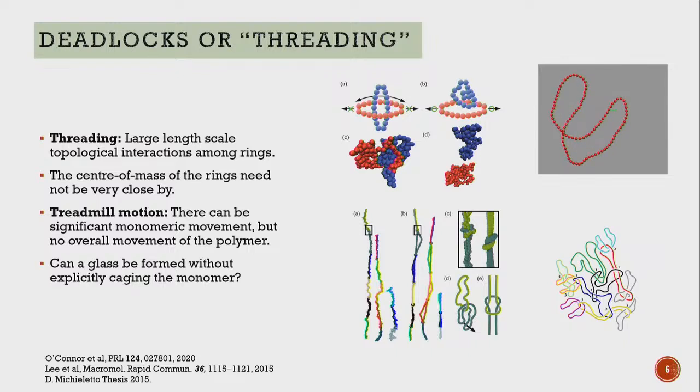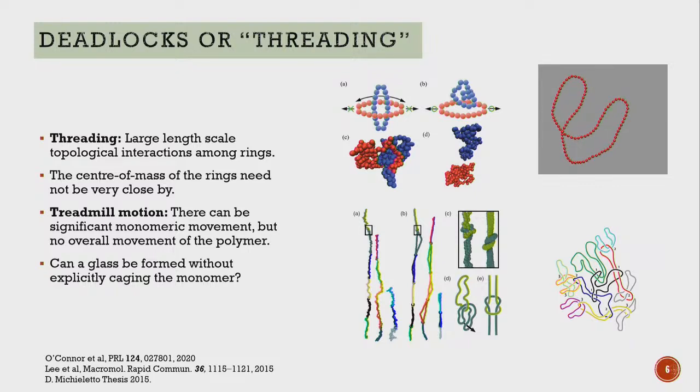What is interesting is that even if they are arrested, which means their center of mass does not move, the rings themselves can move around. For example, you can see here that this particular ring polymer is in a very threaded environment, but there is sufficient dynamics around the contour of the ring.